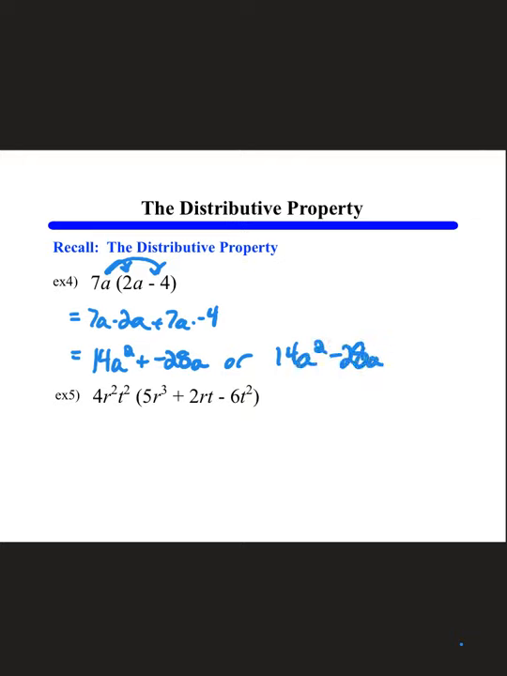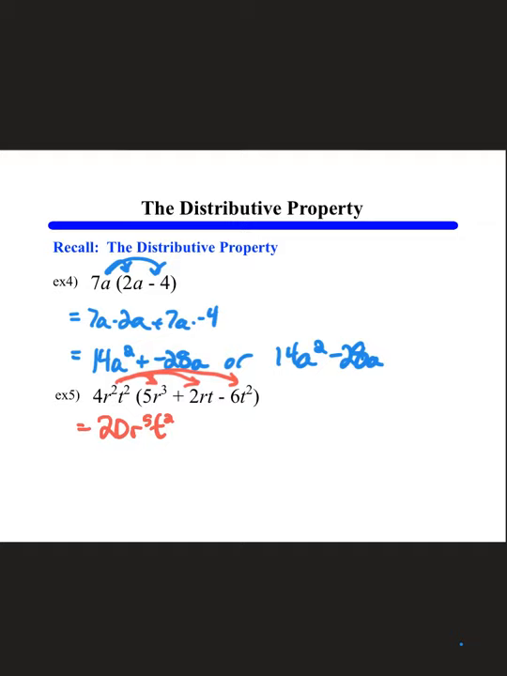While we didn't focus a lot on multiple variable terms last week in our lesson, let's go ahead and try number 5 right now. We're going to take 4r squared t squared times 5r cubed plus 2rt minus 6t squared. And again, we're going to distribute the number outside to each term inside. Go ahead, pause if you want, and see if you get the correct answer. So when we take the 4r squared t squared times 5r cubed, that should give us 20r to the 5th t squared.